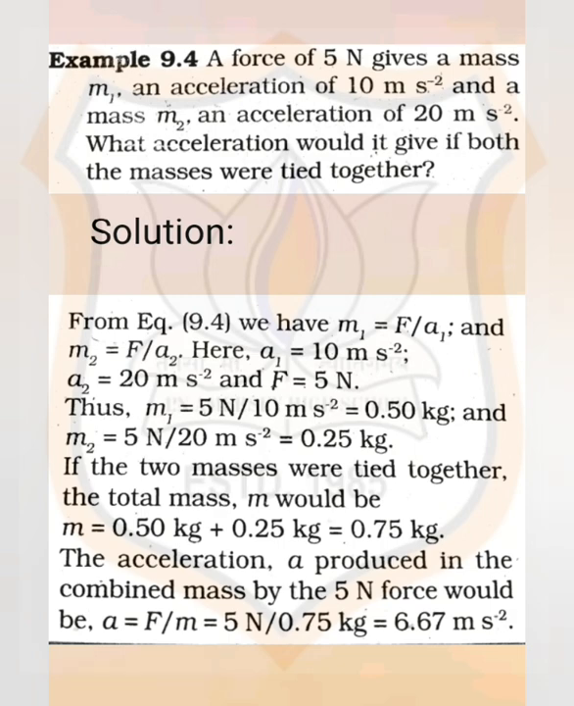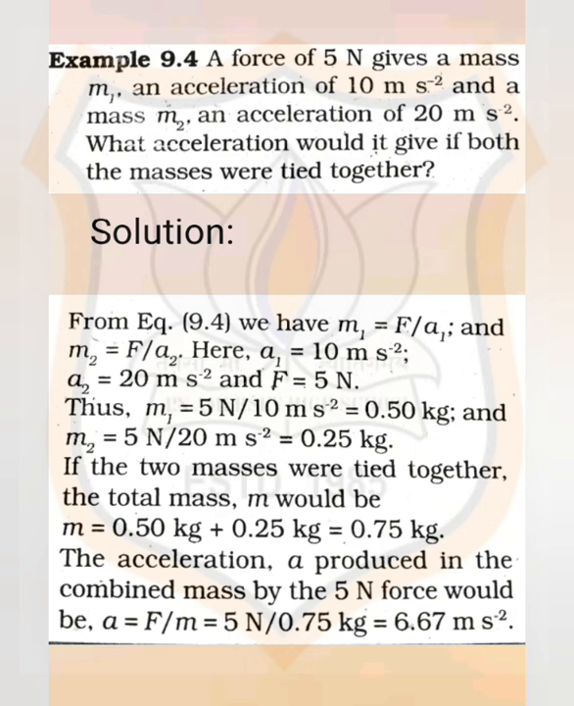Again from equation 9.4, we have discussed F is equal to ma, or m is equal to F upon a. So for the first case, m1 is equal to F upon a1 and m2 is equal to F upon a2. Here a1 is given as 10 meter per second square and a2 is given as 20 meter per second square, and force is equal to 5 Newton.